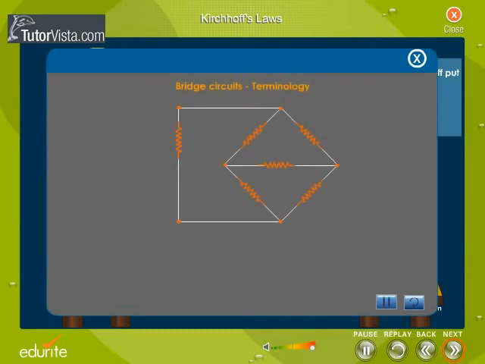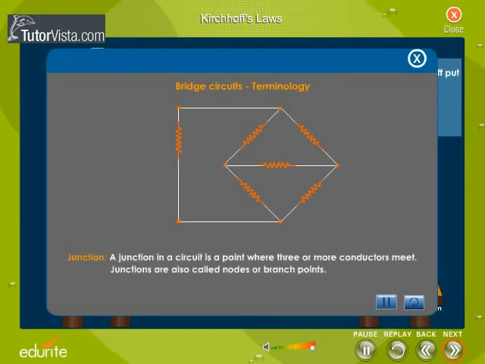Bridge circuits terminology. Junction: a junction in a circuit is a point where three or more conductors meet. Junctions are also called nodes or branch points. Loop: a loop is any closed conducting path.